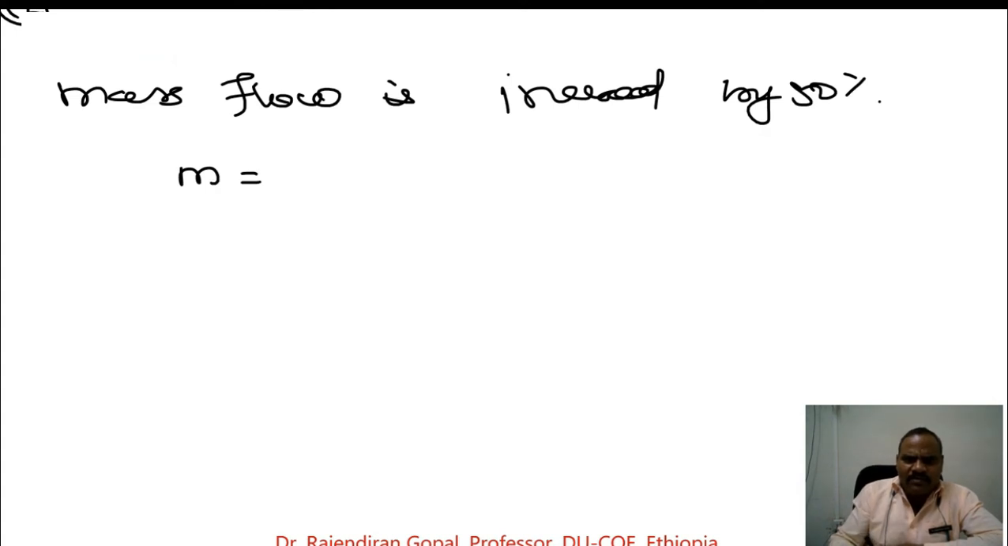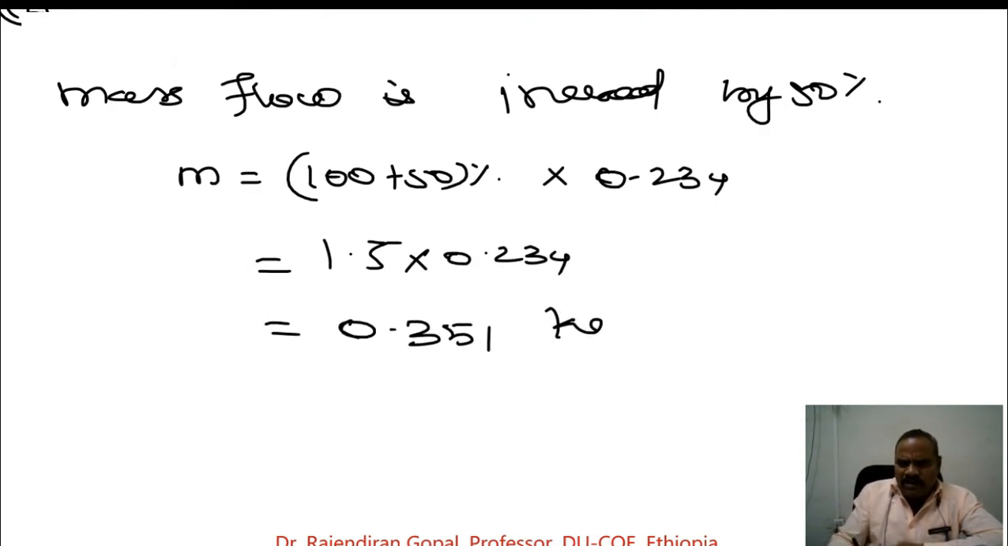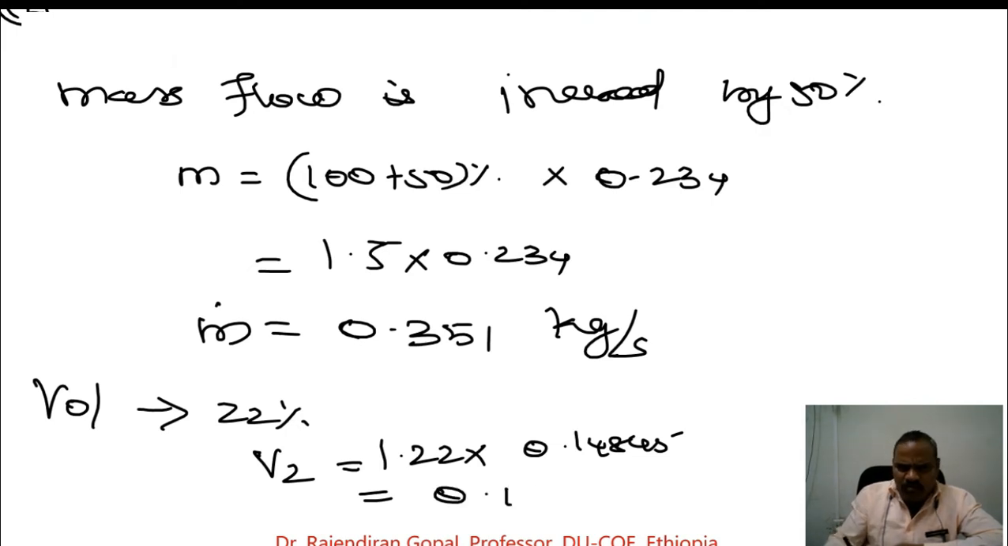Now mass flow rate is increased by 50%. Therefore, mass is equal to 100% plus 50% multiplied by 0.234. We get 1.5 multiplied by 0.234, that is equal to 0.351 kg per second. Then the volume flow rate is increased by 22%, means that volume of air is equal to 1.22 multiplied by 0.14845, that is equal to 0.1811 meter cube per second.